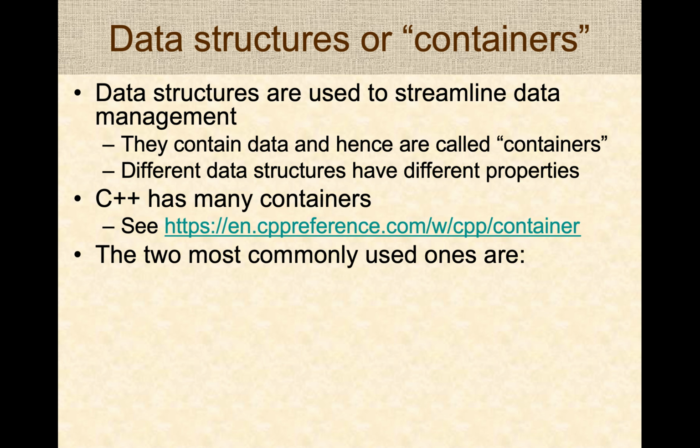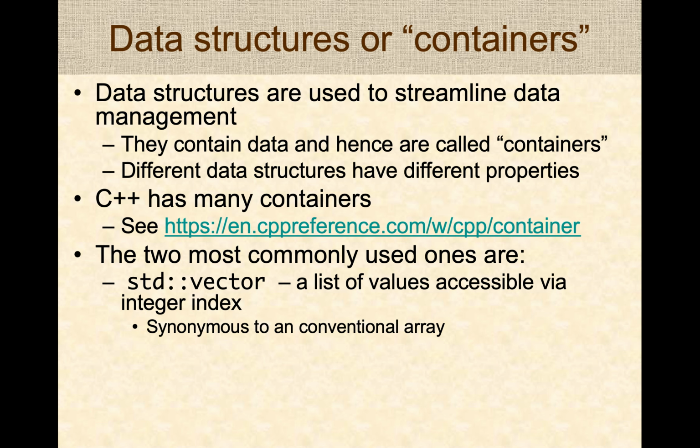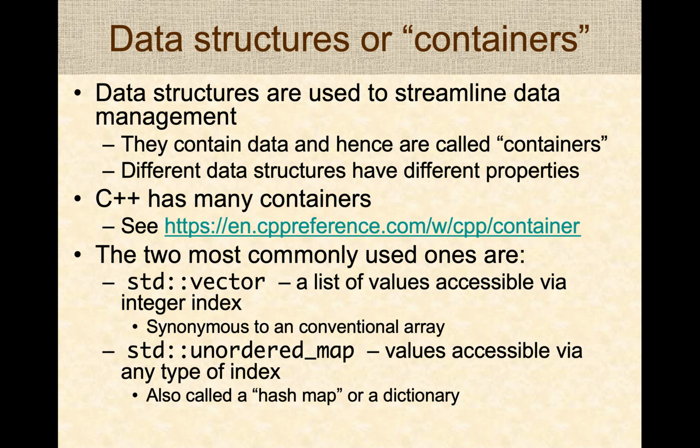The two most commonly used containers are std::vector, which is essentially synonymous to a conventional array, and a vector stores a list of values that are accessible using an integer index just like an array. The unordered map enables access to values based on an index that can be of any type. It can be an integer or an object. And the unordered map uses a hash value in order to access information in this data structure, so it is also called a hash map or a dictionary in other programming languages.